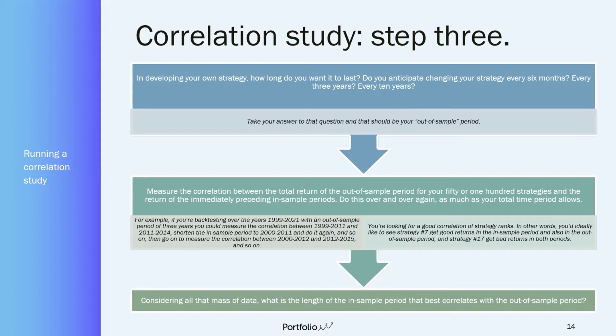11 years and 12 years are also pretty good. But the fewer years you use, the worse the correlation is. With a 5-year in-sample period, I often see a negative correlation with my out-of-sample period, no matter how long the out-of-sample period is.